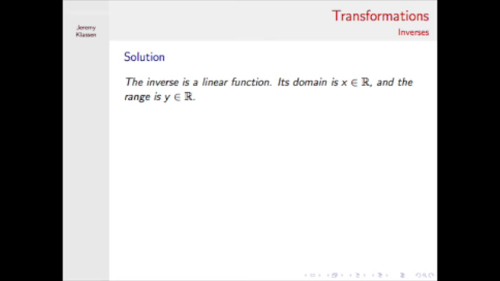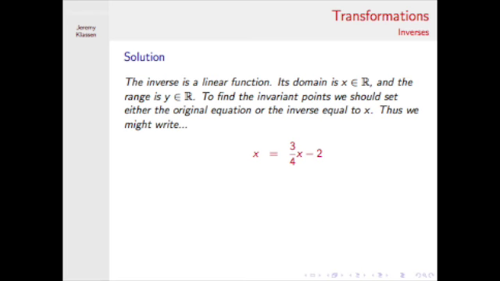So now based on that result, we see that the inverse is actually a linear function, and that means its domain is going to be an element of the reals, just like its range will also be an element of the reals. Okay, now to find the invariant points, we're going to take advantage of the property that invariant points are on the line y equals x. So we're either going to go to the original equation or the inverse, and we're going to set y equal to x. We're going to replace it with x and solve for that variable x.